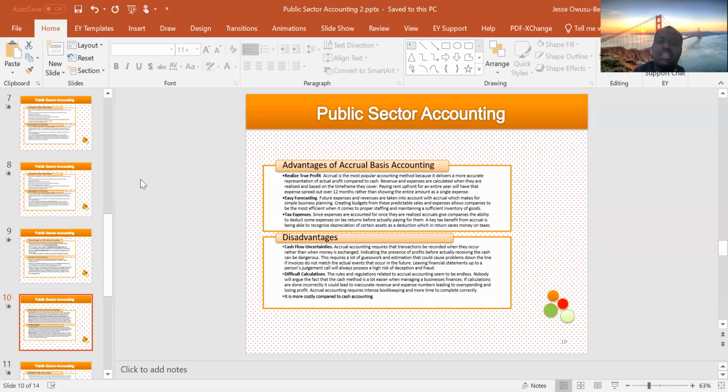And this is obviously more costly compared to cash accounting in terms of even the resource, the knowledge that you need, in terms of the systems that you need to run a basis of accounting like this.